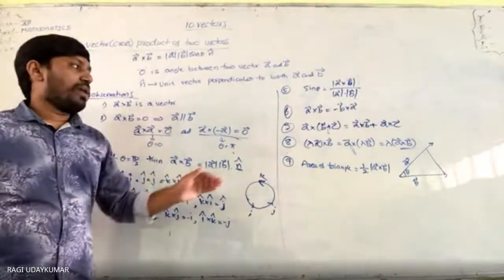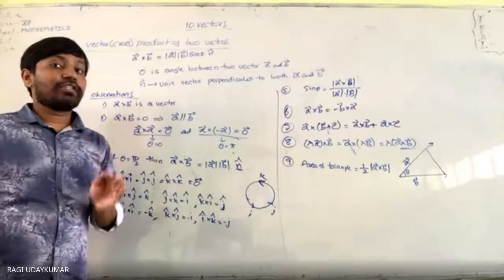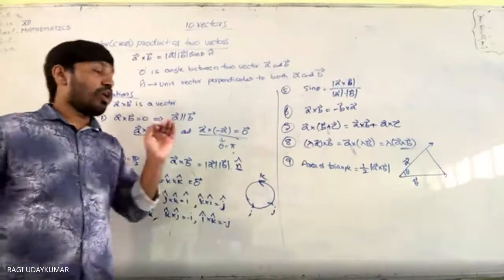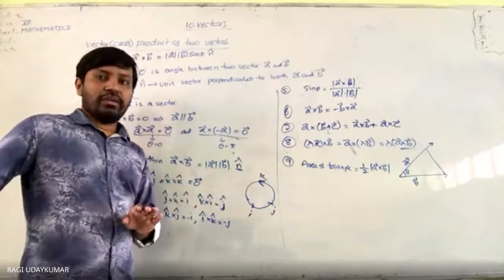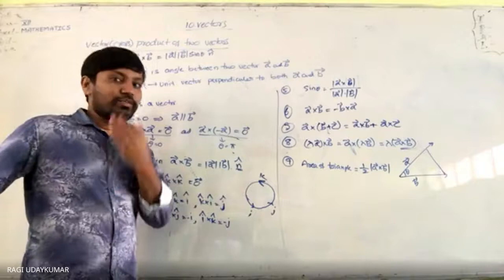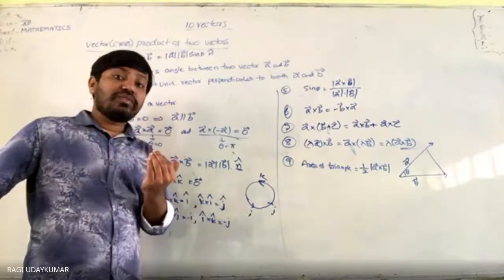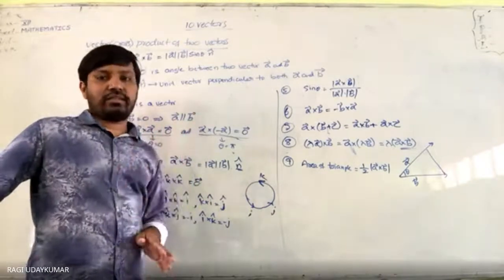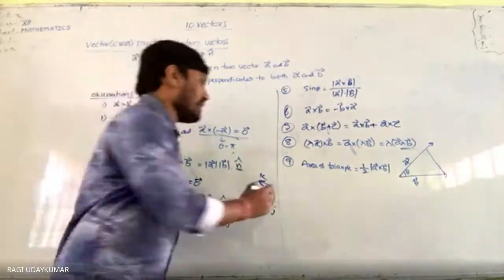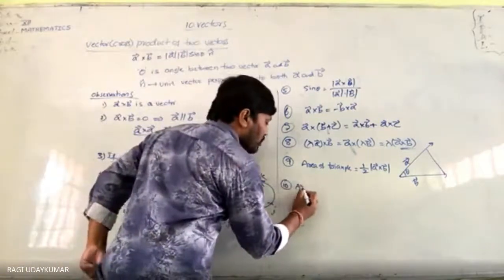So to find out the area of the triangle, you need to find out the cross product of the two vectors. And how do we find out the cross product? I'll explain by taking one example. If two vectors are given to you, how do we find out the cross product of the two vectors? Okay. Next thing is the area of the parallelogram, the main points you will consider.